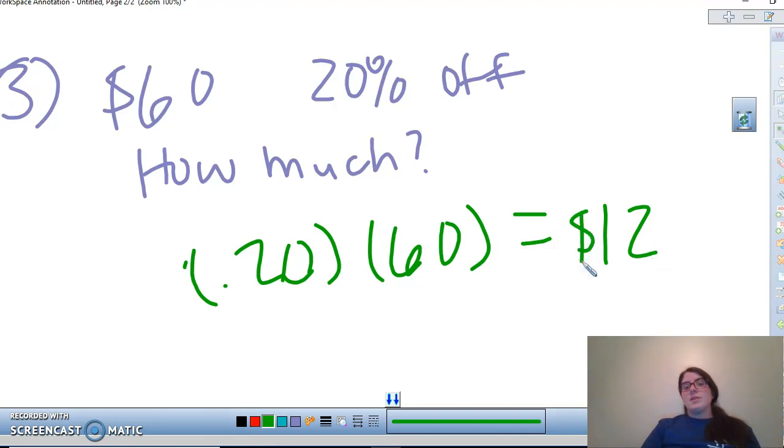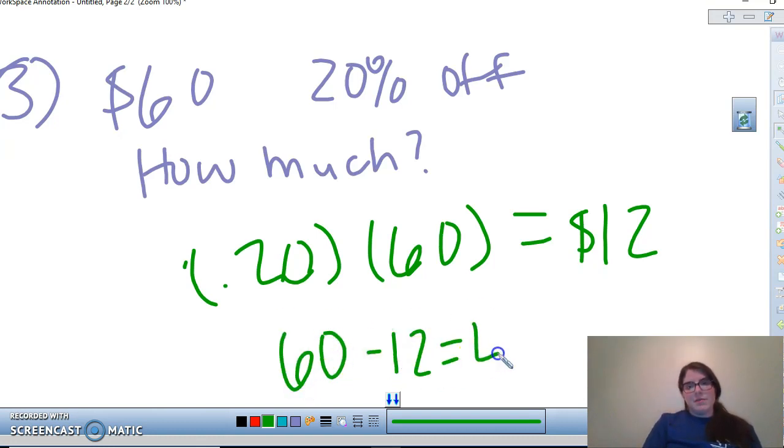So you have a coupon for $12 off. Since this is a discount, you have to subtract. So you're going to take 60 minus 12, and you should get $48.